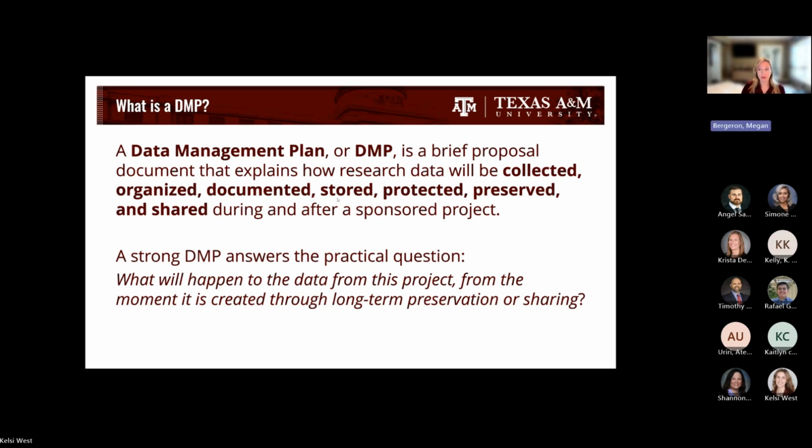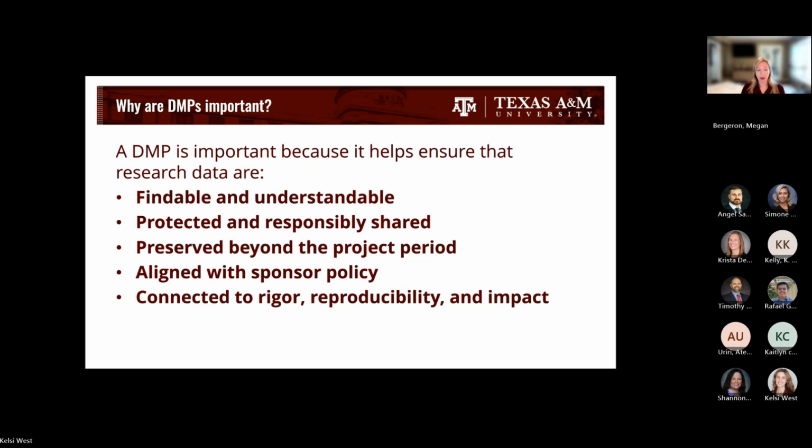Next slide, please. A data management plan is important because it helps ensure that research data are findable and understandable. That means that data should be organized and described well enough that the research team, and when appropriate, other researchers can interpret it and use it later. That the data are protected and responsibly shared. That means that the plan should address sensitive, proprietary, human subjects, controlled access, or otherwise restricted data, including when data cannot be fully shared.